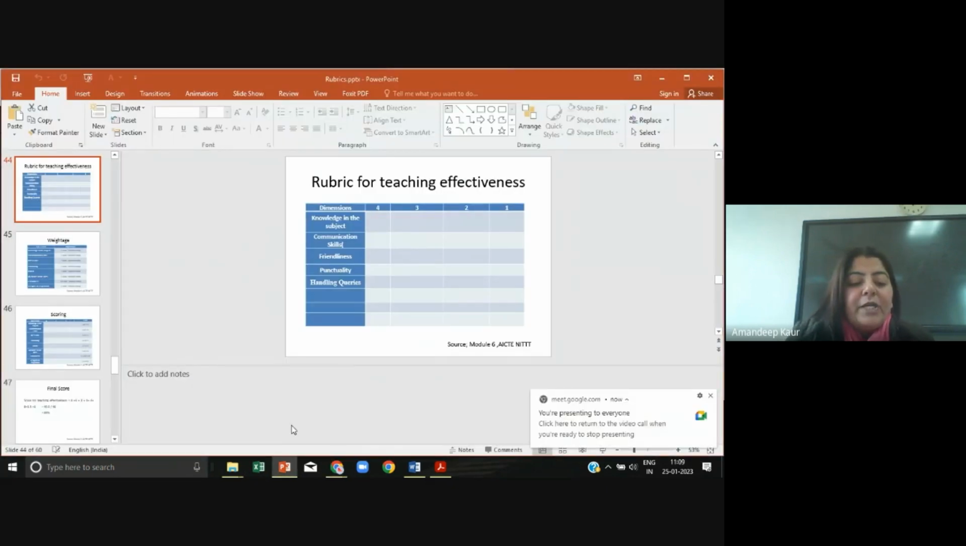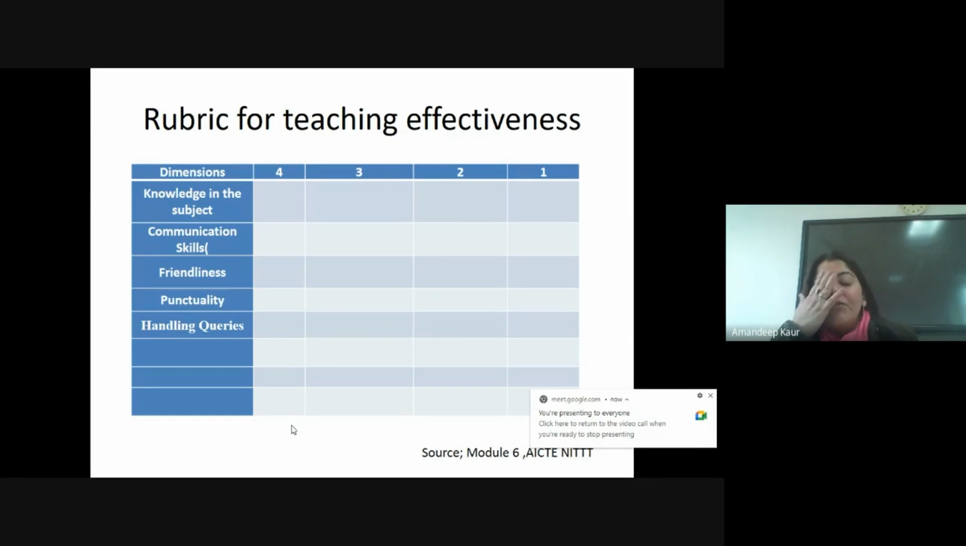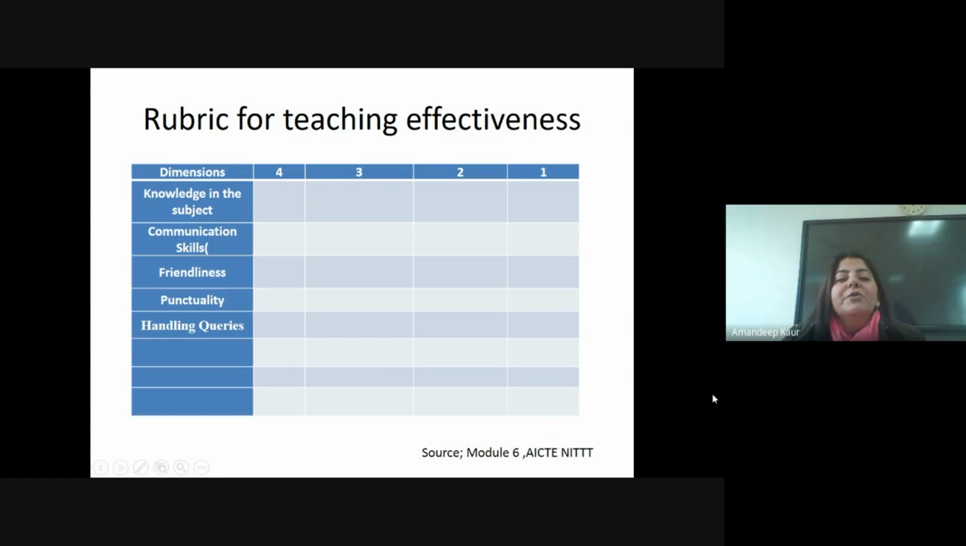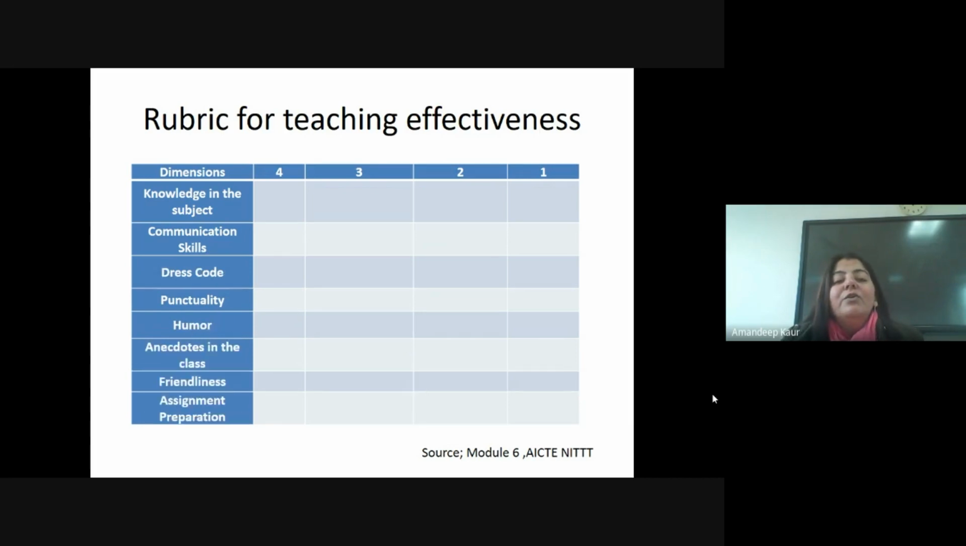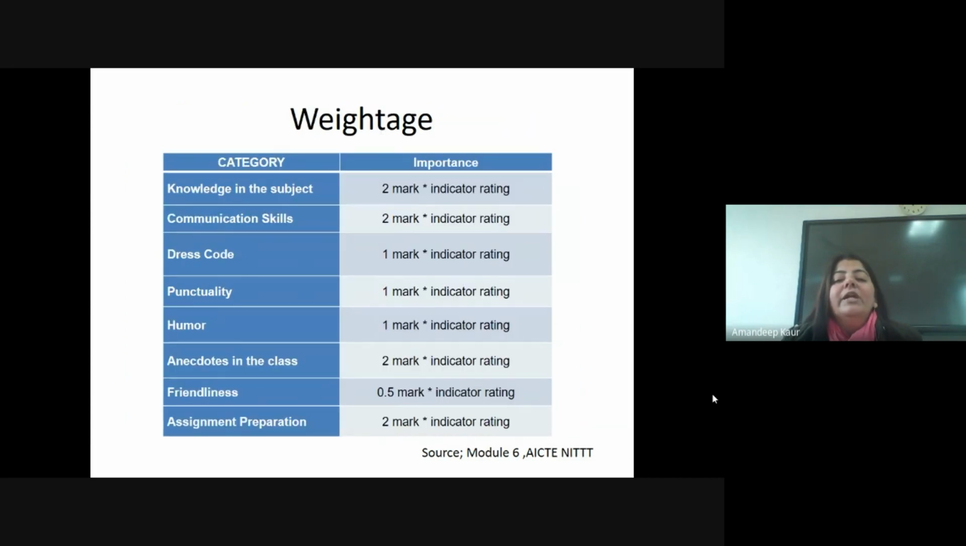So up to now, we have come to know that there are different types of rubric sheets available, and there is a standard format that we are going to use when designing the rubric sheet. For example, in module number 6, in the given rubric, there are certain dimensions and the scale is decided as 4, 3, 2, and 1. And we are able to give weightage to the different dimensions: 2 marks, 2 marks, 1 mark.